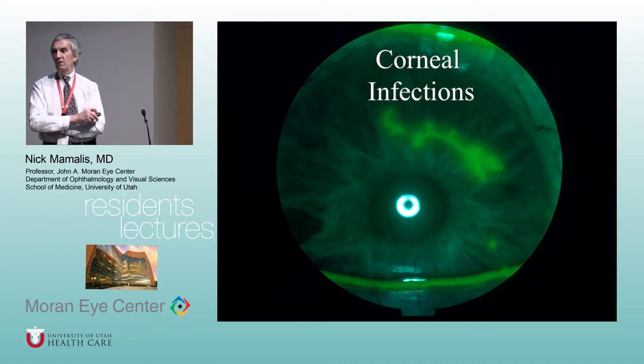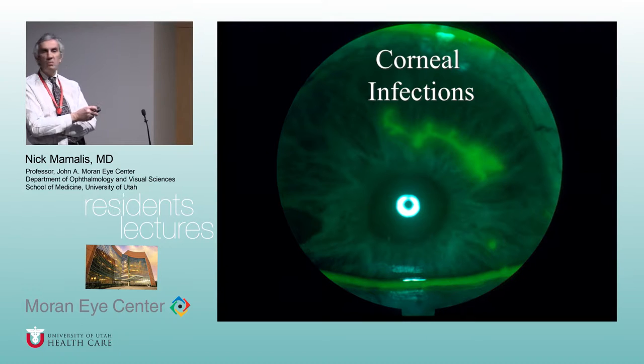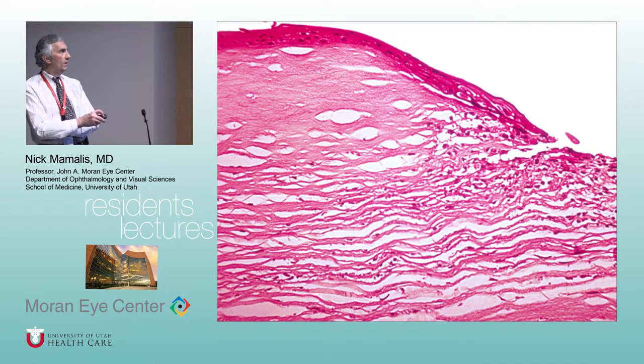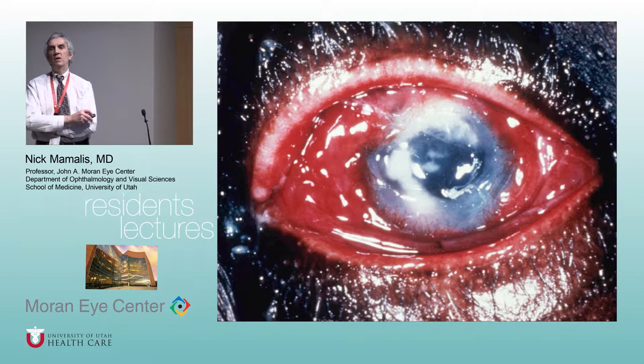Simplex, but you always have to add the but. Could be zoster, but usually it's more herpes simplex. So this is simplex, a classic epithelial dendrite. You get loss of epithelium in that area, some denuded epithelium here, and you get an inflammatory cell reaction.